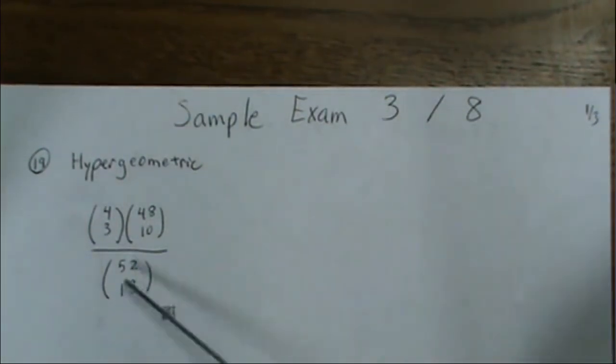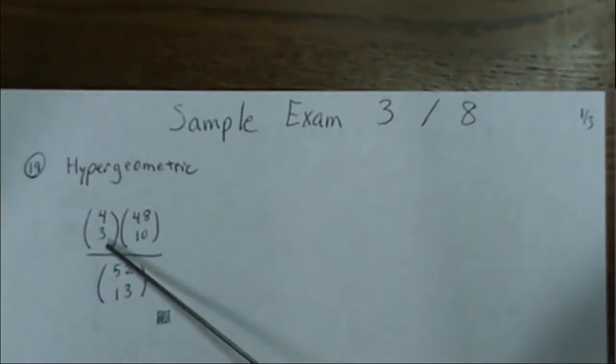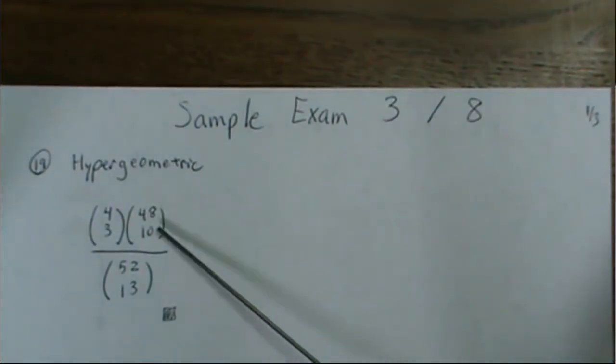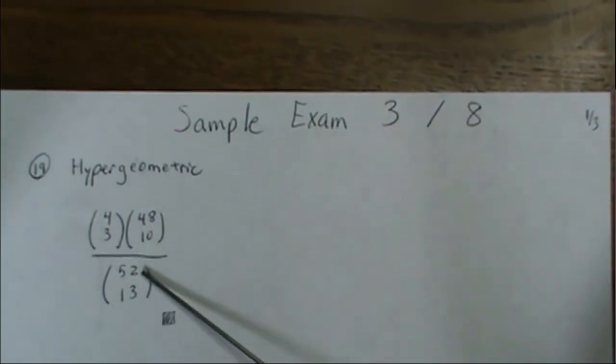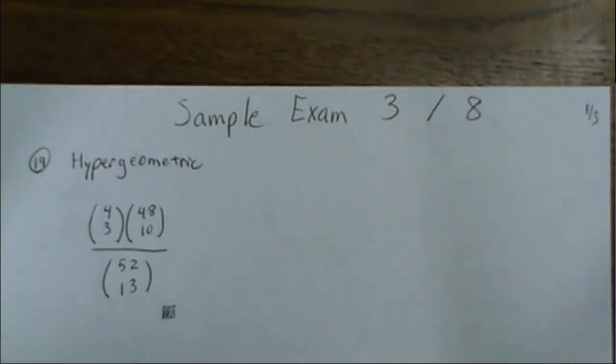And here's the solution. There's 4 aces, we're choosing 3. There's 48 other cards, we're choosing 10, and it's over 52 choose 3.